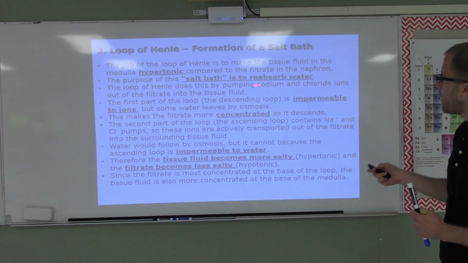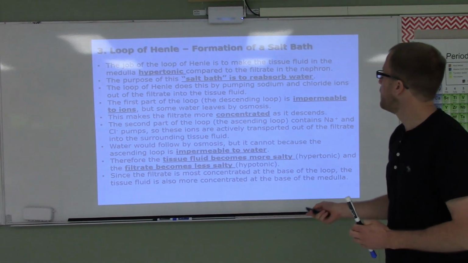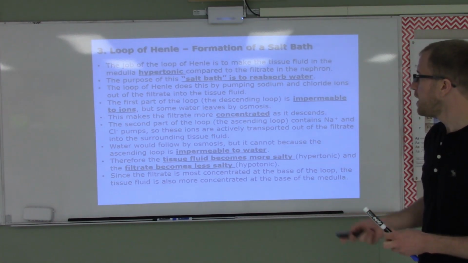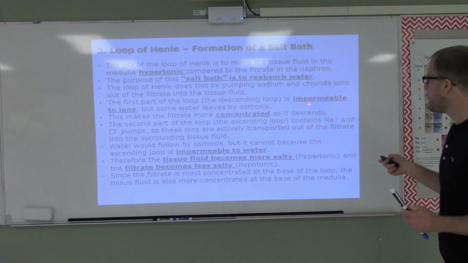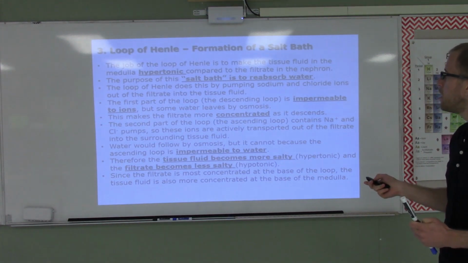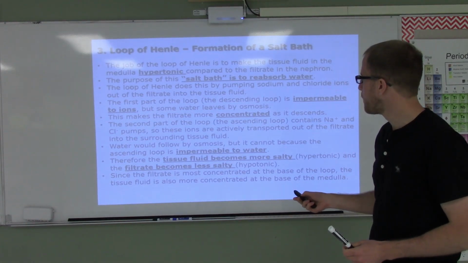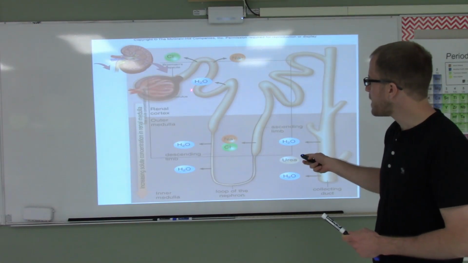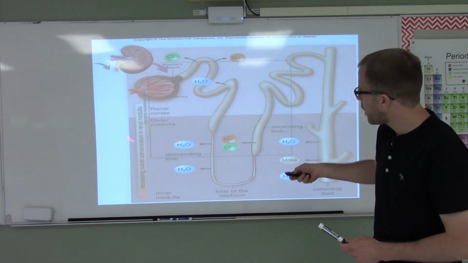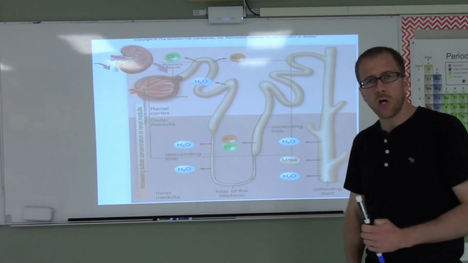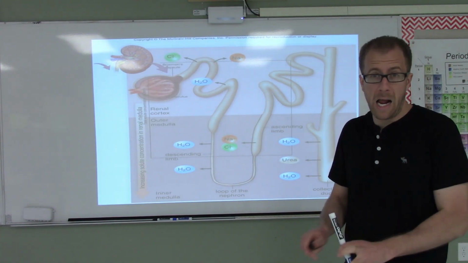Now it does this by pumping sodium and chlorides out of the filtrate into the surrounding tissues. And the first part of the loop of Henle, the descending loop of Henle, is impermeable to ions, but some water leaves by osmosis. So as the filtrate goes down into the descending loop of Henle, the concentration of solute in the surrounding tissue increases by a lot.